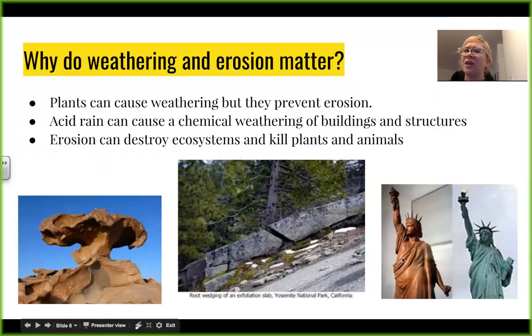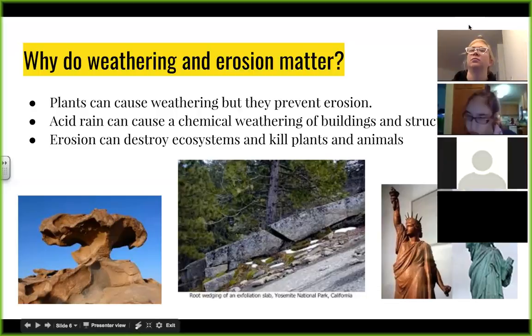So the Statue of Liberty originally looked like this. It was copper. That's how it came. And then over time, now we see it's completely this bluish green color, right? If you look up close at it, there's not pockets of it that are even copper. And that's because of weathering and erosion via acid rain.